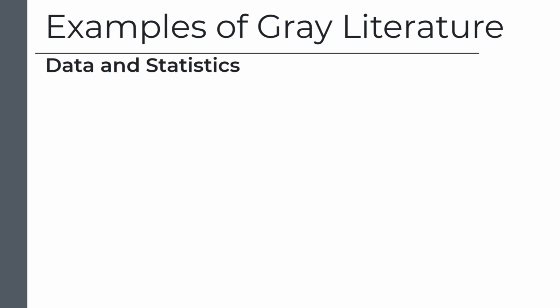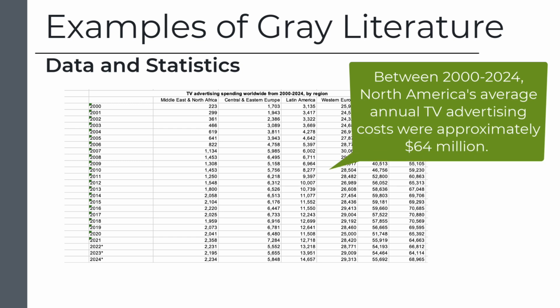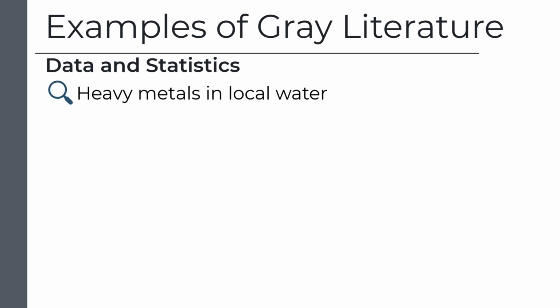Data and statistics. Data, which are unprocessed facts and figures, and statistics, which are processed and analyzed data presented in a meaningful way, are crucial forms of gray literature in research because they provide raw information and insights that support analysis, decision-making, and innovation. For example, if you are a forestry and environmental management student researching the presence of heavy metals in local water, you may want to review water quality data as part of your research process.